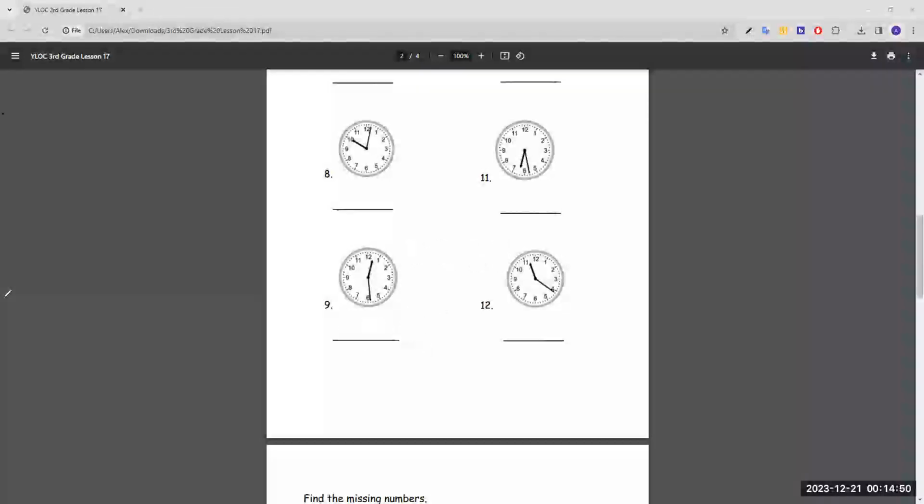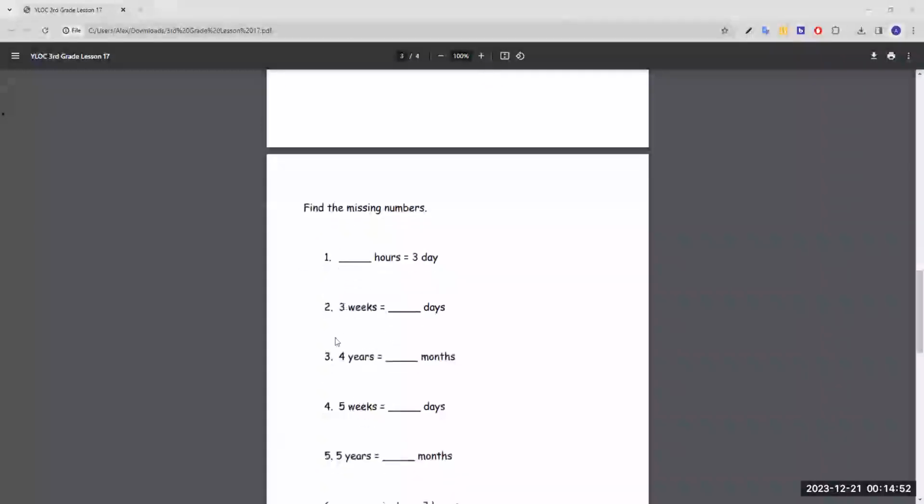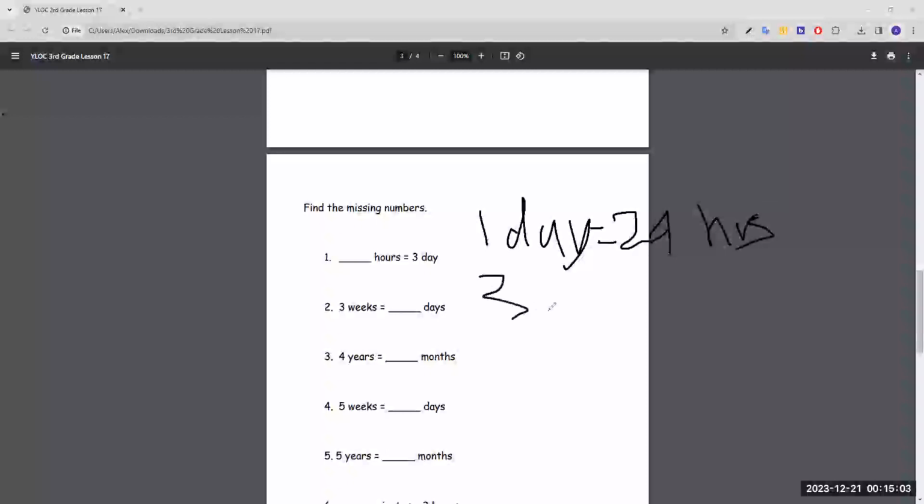Now moving on to finding the missing number. Blank hours equals 3 days. 1 day is equivalent to 24 hours. And since we're looking for 3 days, we would just multiply 24 by 3. 4 times 3 is 12. And 3 times 2 plus 1 is 7. So 72 hours would equal 3 days.